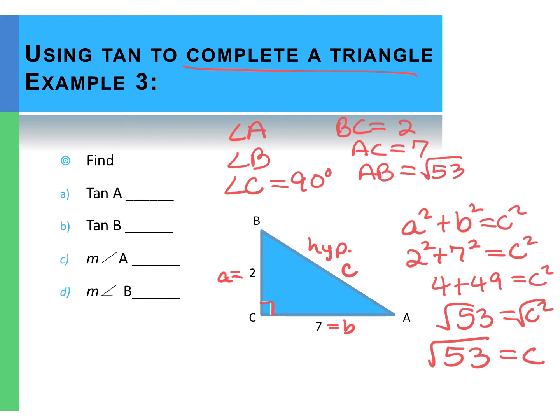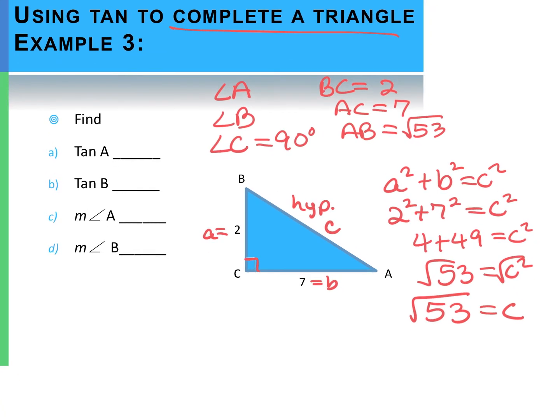Now, if it said exact or simplest radical form, you would leave it like that. If it said to round the side length to the tenths place, then you would use your calculator. Just make sure that you read the instructions. So we can either leave it like that, or if it said to the tenths place, I would do the square root and get 7.3. So just read. Now, so far I found the 3 sides.